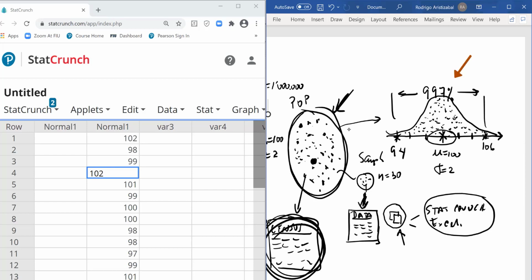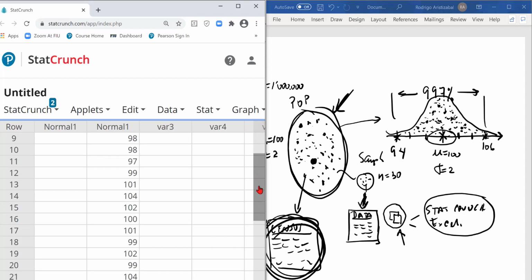If we select 30 observations from this pile, you will notice in this simulation that all of these numbers are between 94 and 106, 3 standard deviations above and below the mean. You can observe, if you look at all of these numbers, they are between 94 and 106. That is the empirical rule.